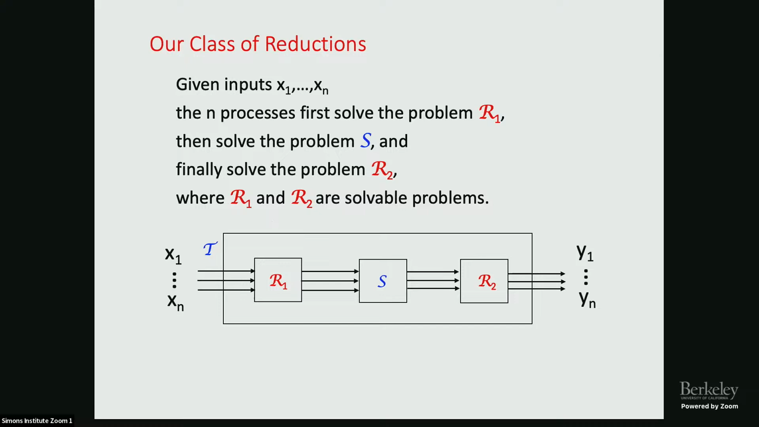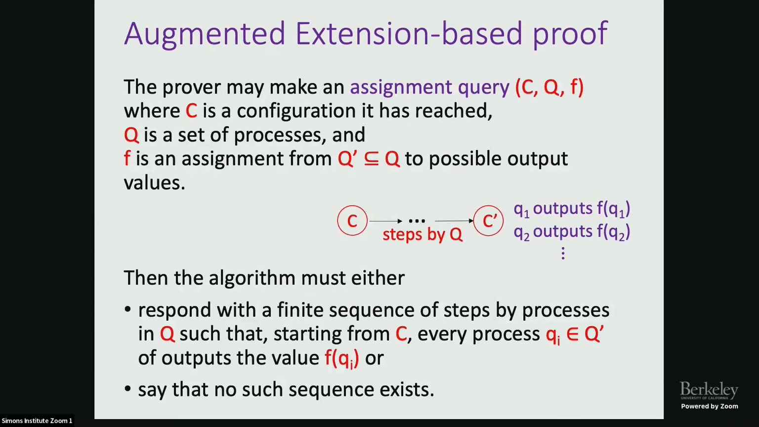Formally, each process Pi is given an input xi. The processes first solve problem R1 using a known wait-free algorithm. Then they solve an instance of S, where each process's input to S is its output from R1. Finally, they solve problem R2 to determine their outputs using a known wait-free algorithm, where each process's input to R2 is its output from S. These reductions are more general than many-one reductions, but less general than Turing reductions.